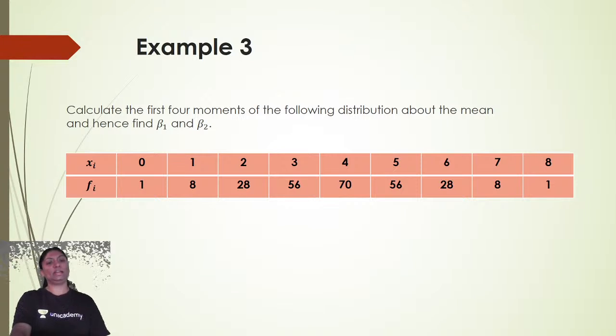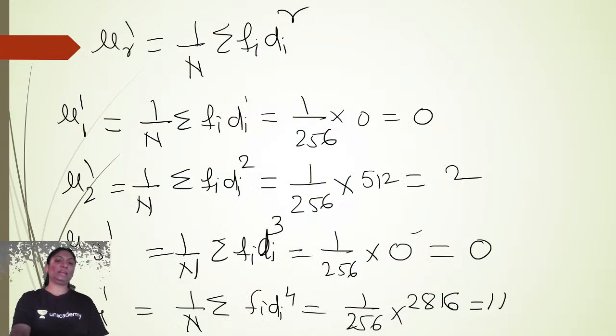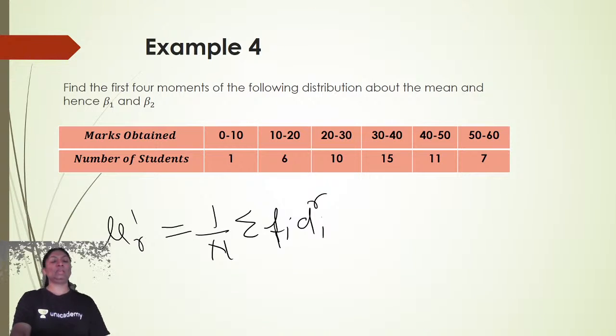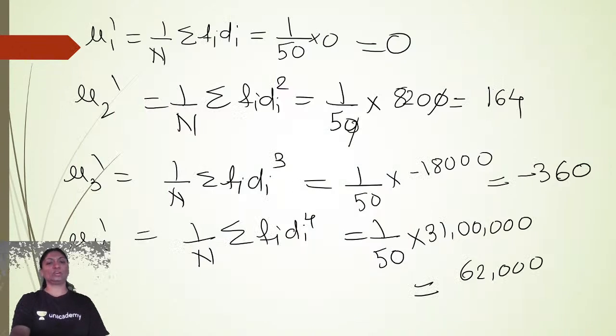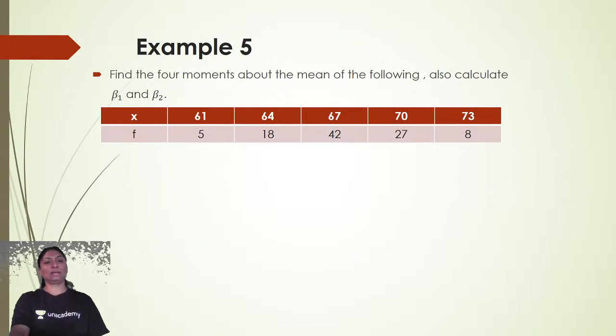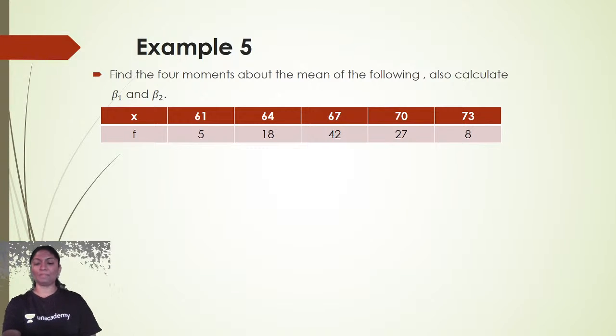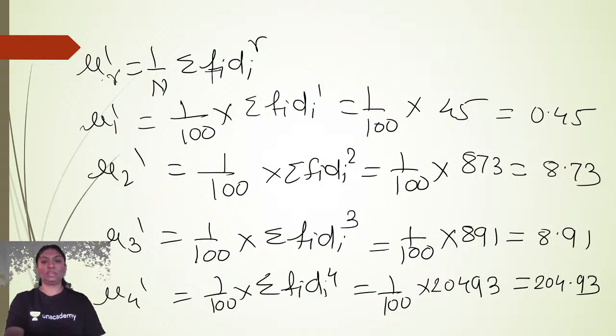Then, if the data is given in a discrete format with the frequency distribution, how to calculate beta 1 and beta 2 by using this formula. Now, whenever the data is given in a continuous distribution format, how to calculate beta 1 and beta 2. Here we solve the example. This example is similar to the previous one, only here the data is given in a larger format. x is equal to 61, 64, 67, 70, 73, and frequency is 5, 18, 42, 27, 8. So everything we solved here.